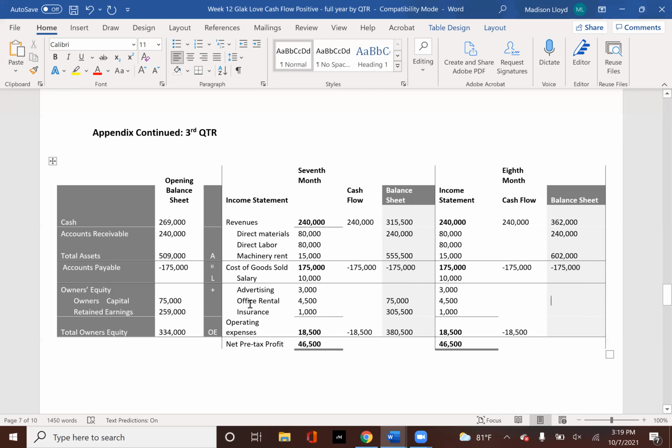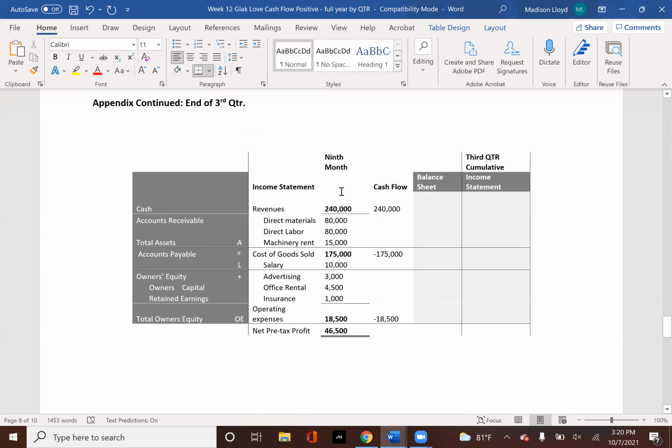Move on down. Total owner's equity, our total owner's capital, always going to be $75,000. Move down below that, your retained earnings. You take your last month's retained earnings plus your this month's profit, $305,500 plus $46,500, $352,000. Perfect. Add your capital plus your retained earnings together to get your total owner's equity. And that equals out to $427,000. Okay. We've got that.